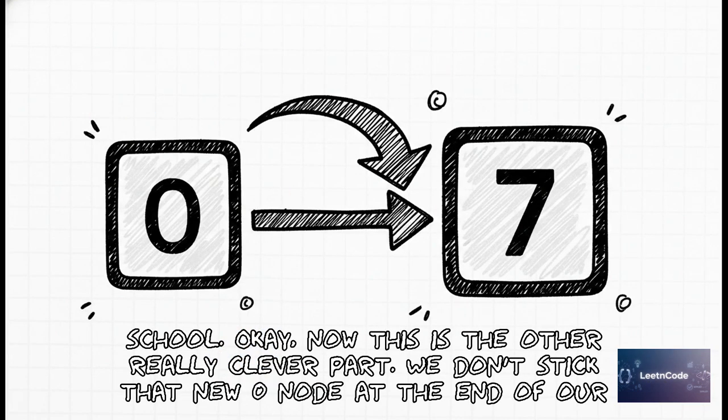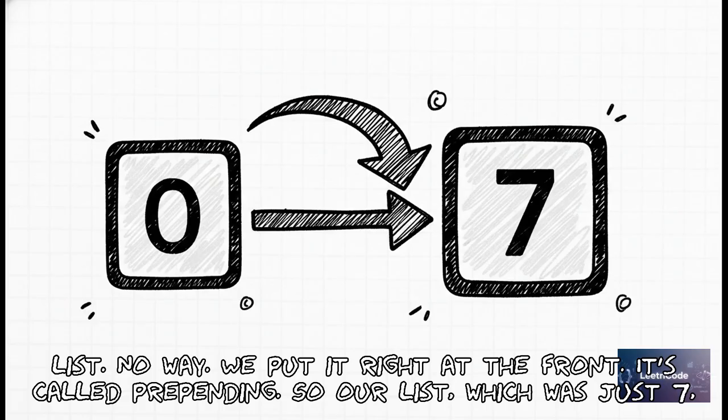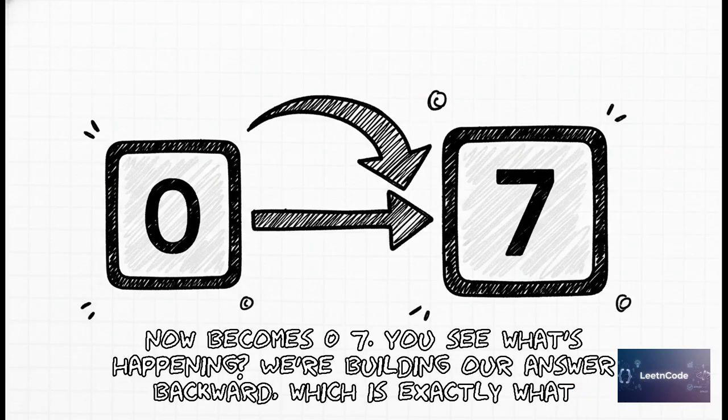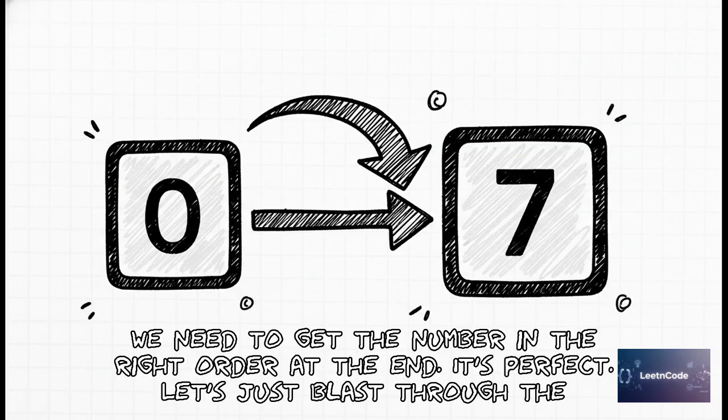Okay, now this is the other really clever part. We don't stick that new 0 node at the end of our list. No way. We put it right at the front. It's called prepending. So our list, which was just 7, now becomes 0, 7. You see what's happening? We're building our answer backward, which is exactly what we need to get the number in the right order at the end.